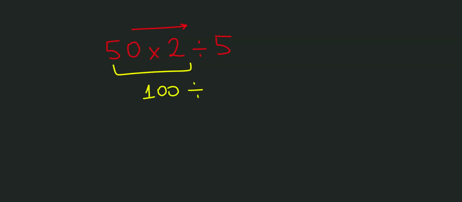Another example, 50 times 2 divided by 5. Again, we have only multiplication and division in the expression, so we go from left to right. That's why we start with the multiplication. 50 times 2, 100 divided by 5. So 100 divided by 5, it's 20.